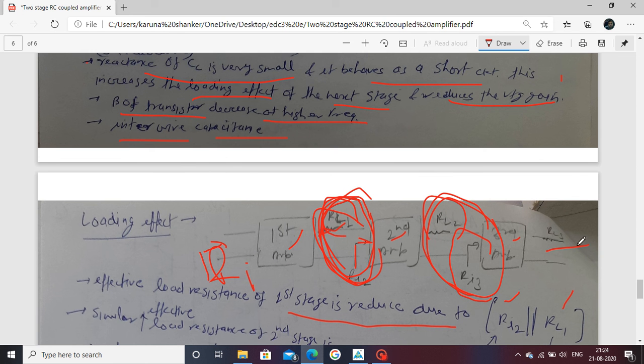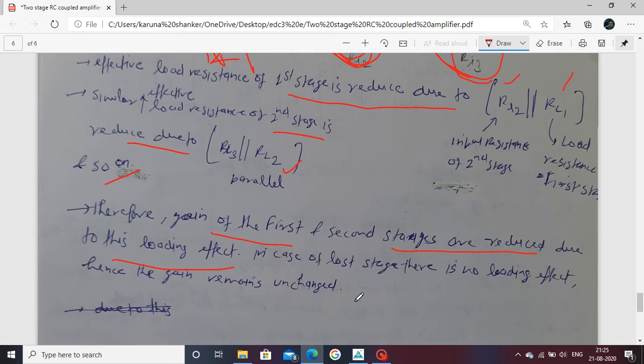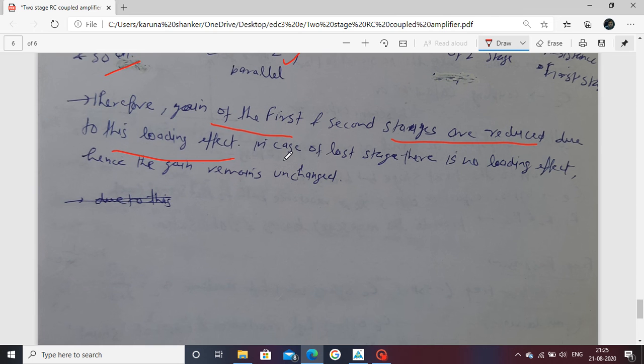If we go to the last stage, suppose there are 3 stages, there is no loading effect. What is meant by this? Here there is only the output resistance, and there is no input resistance of a next stage. That's why this is one of the points in the case of the last stage.